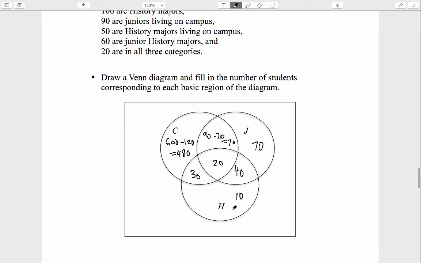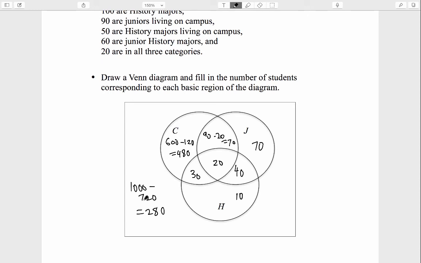Finally, we have to address the fact that there is this outside region. We are told that there are 1,000 students total in the sample space, 1,000 students total who are taking the course. Every student has to appear in one basic region. Those 1,000 students minus the number already accounted for, which turns out to be 720 when you add them all up, gives us 280 students who are living off campus, they're not majoring in history, and they are not juniors.